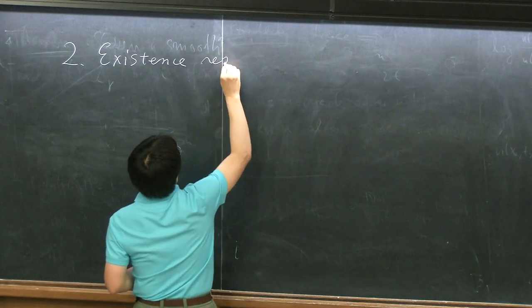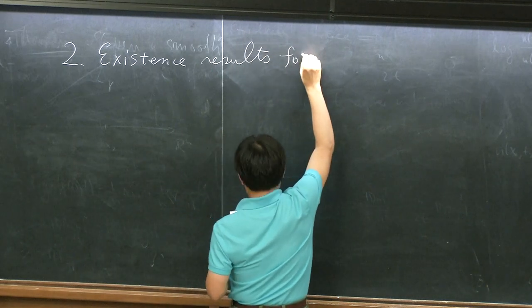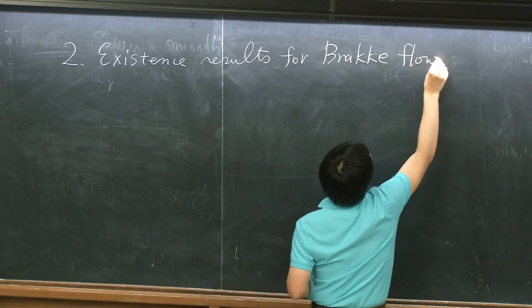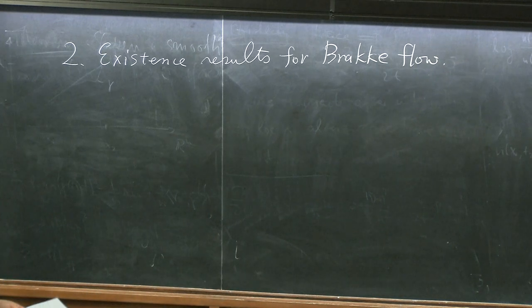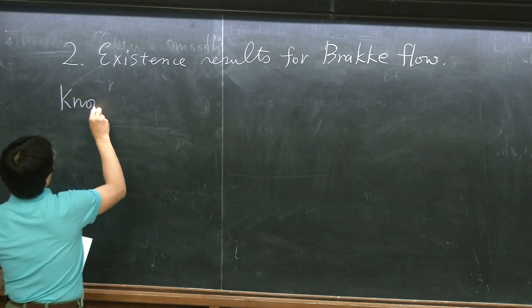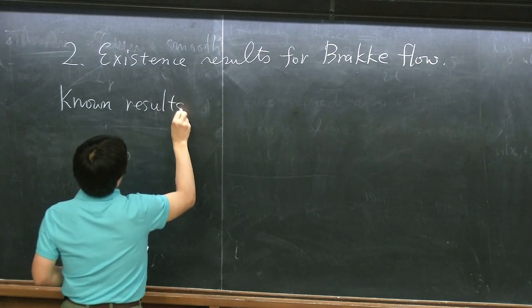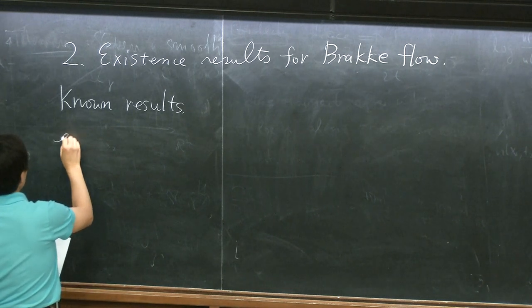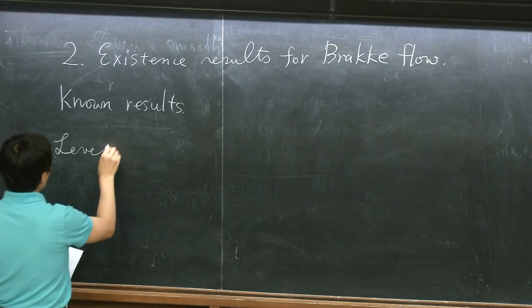So, existence results for Brakke flow. There are many results about mean curvature flow, but let me describe only the ones that are relevant to Brakke flow. In particular, I will be describing mostly the time global existence of weak solutions, and so I skip mostly the existence results for the smooth case. The well-known approach is the so-called level set method.